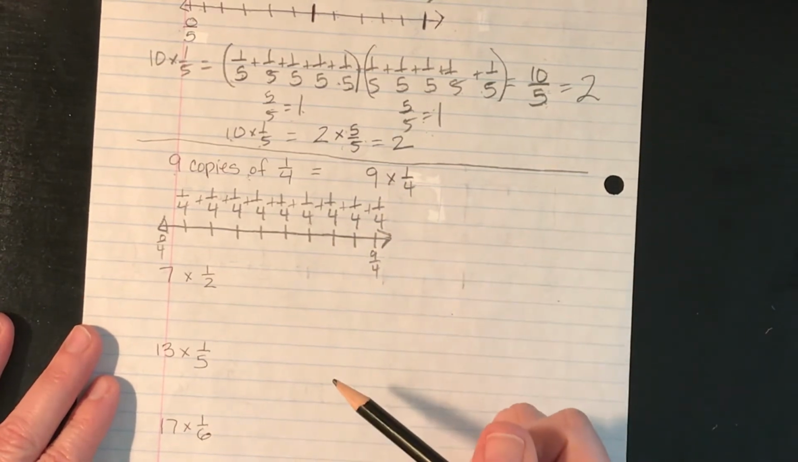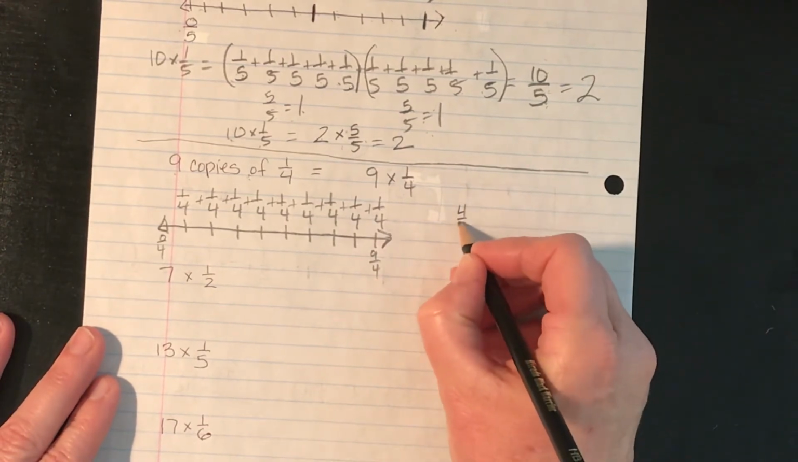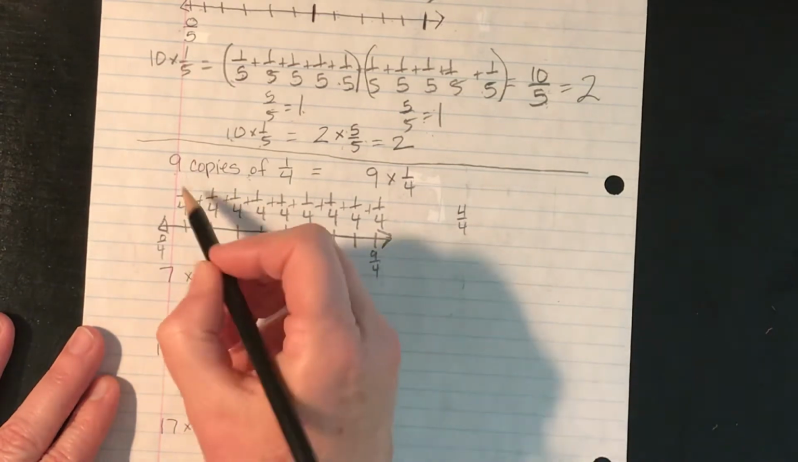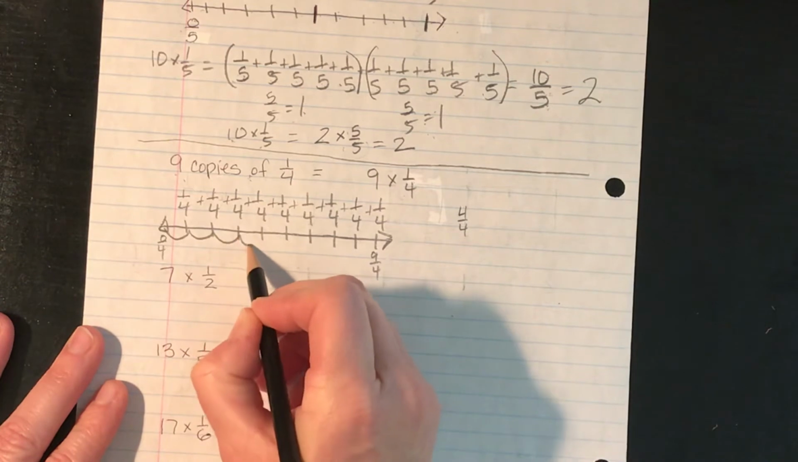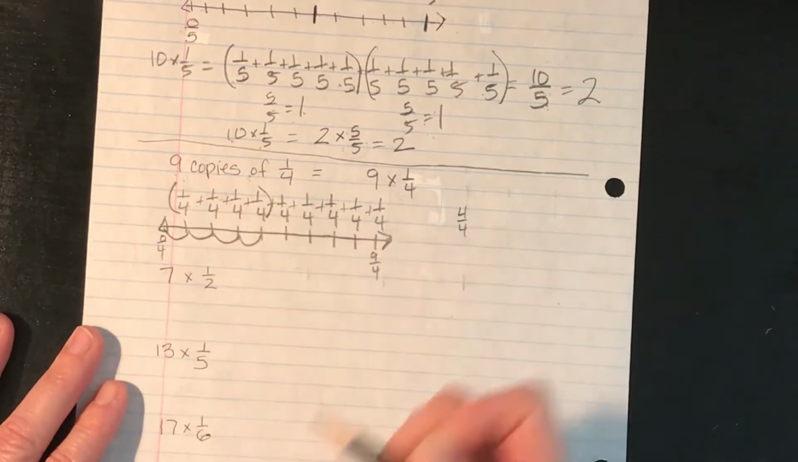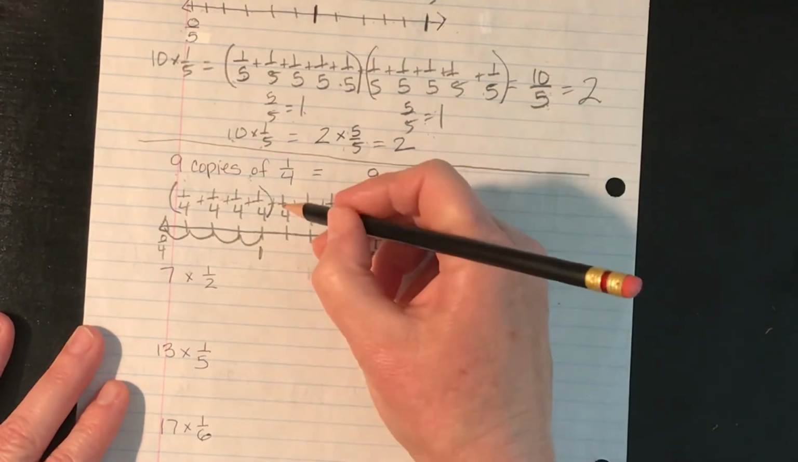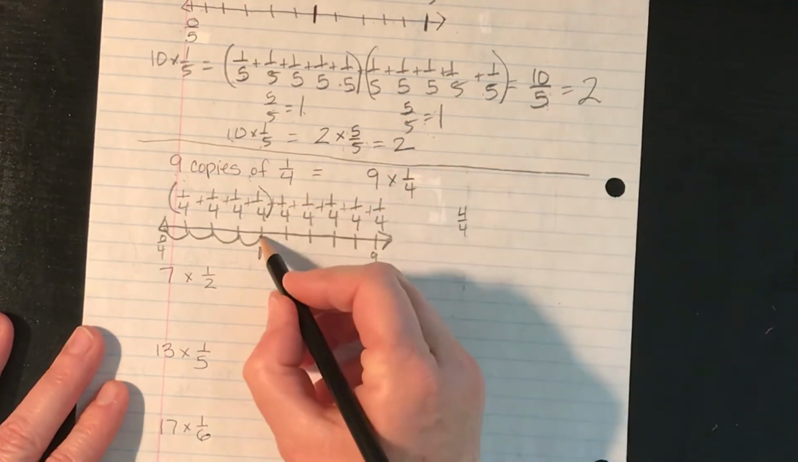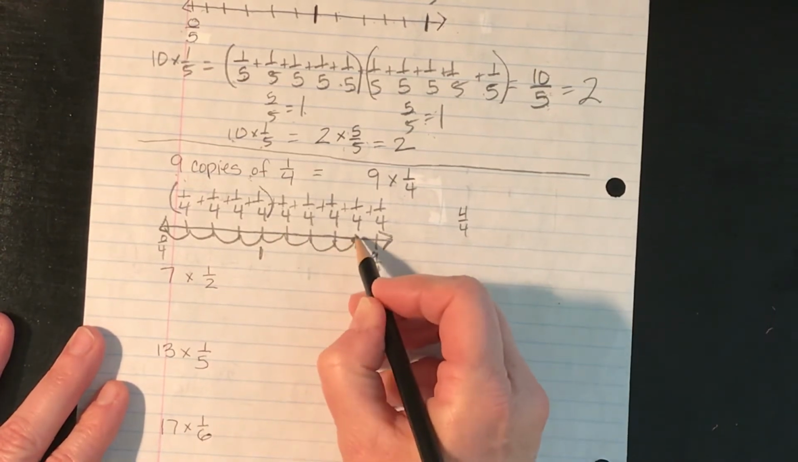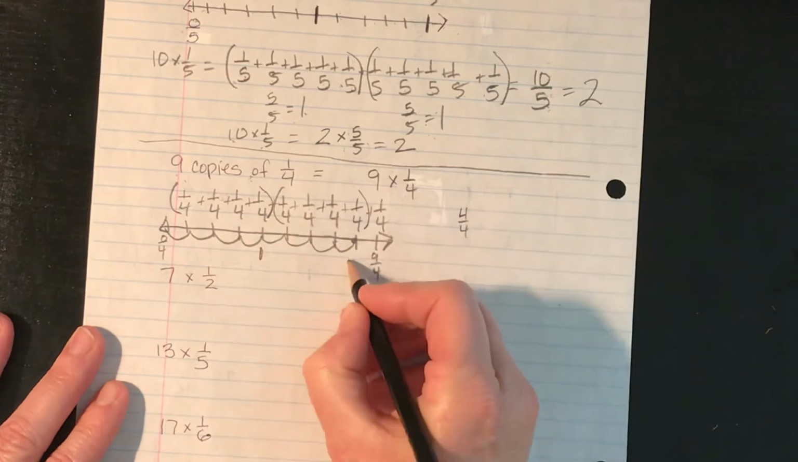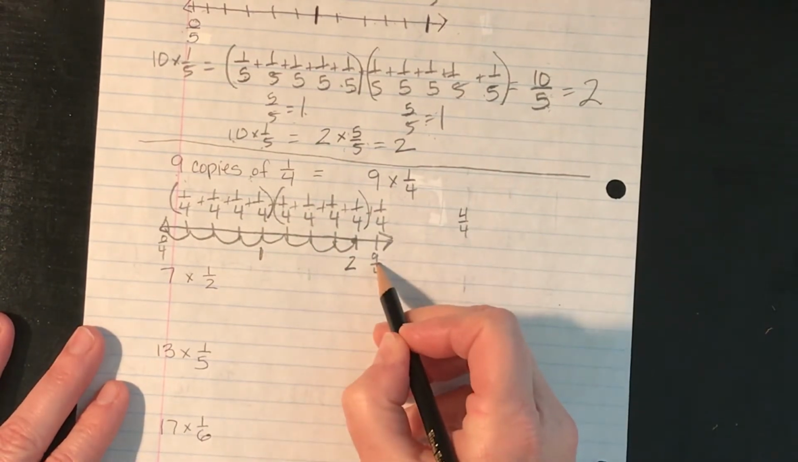Well, how many fourths are there in one whole? We know one whole is the same as 4/4. So if I group and I go 1, 2, 3, 4, there's 4/4. That's one whole. And then I go 1, 2, oh yeah, look, 1, 2, 3, 4. Hey, there's my 2 wholes.